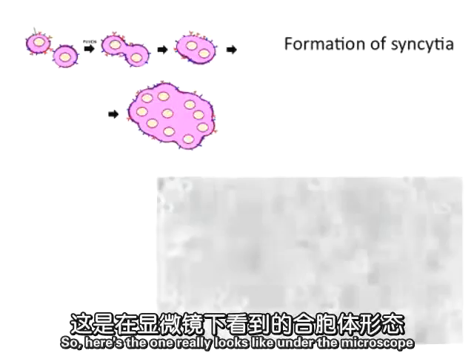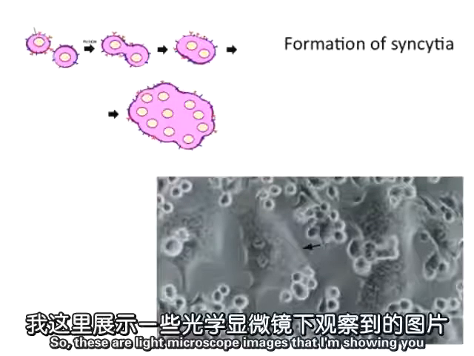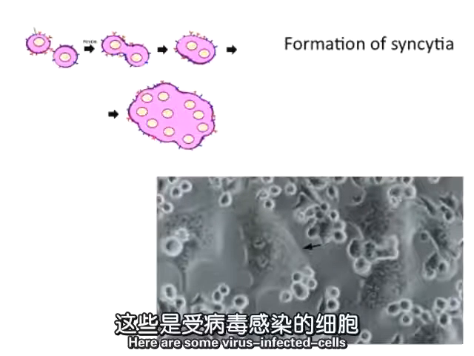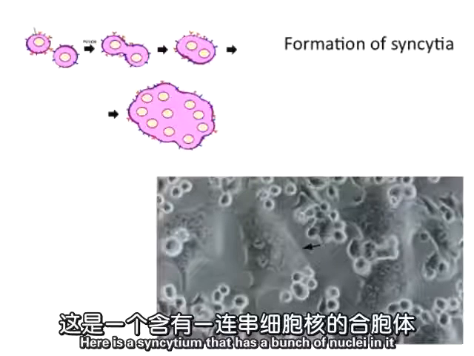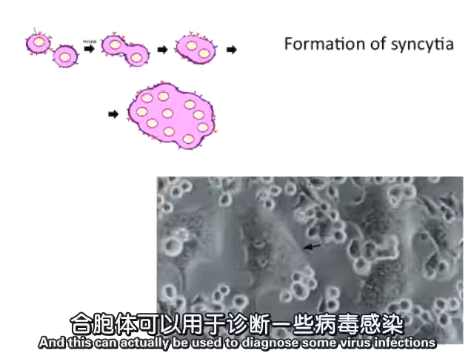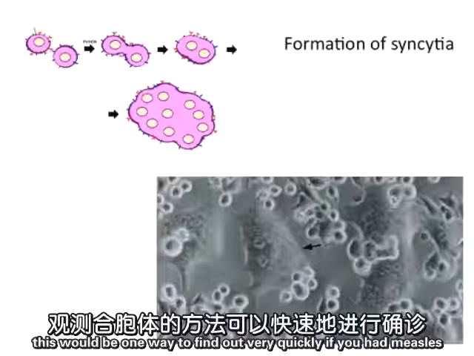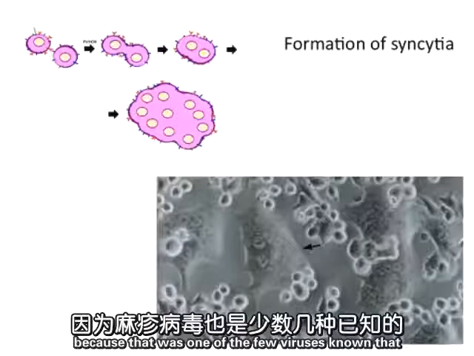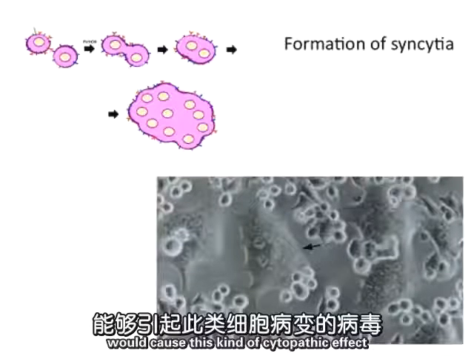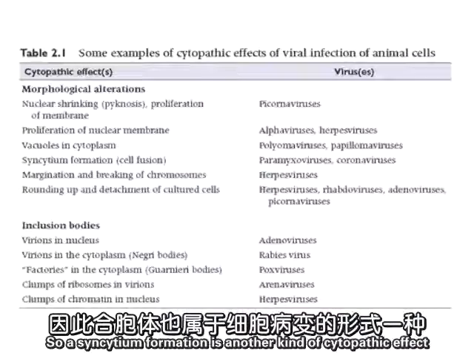So here's what one really looks like under the microscope. These are light microscope images that I'm showing you. Here's some virus-infected cells. Here's a syncytium. It has a bunch of nuclei in it. One giant cell with many nuclei. And this can actually be used to diagnose some virus infections, at least in the old days. If you were suspected of having measles, this would be one way to find out very quickly if you had measles, because that was one of the few viruses known that would cause this kind of cytopathic effect. So a syncytium formation is another kind of cytopathic effect.